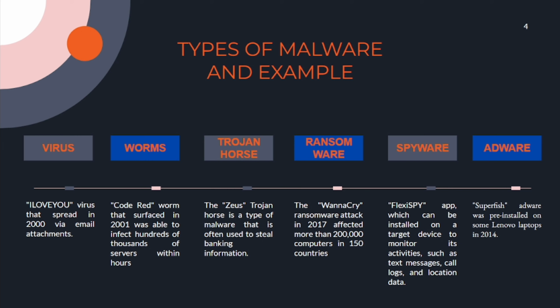The next one we have is ransomware. An example of ransomware is the WannaCry ransomware attack in 2017, which affected more than 2 million computers in 150 countries. The next one we have is spyware. It monitors your online activities or installs programs without your consent to capture your information. The FlexiSpy app can be installed on a target device to monitor its activities such as text messages, call logs, and location data. Next up we have adware. Superfish adware was pre-installed on some Lenovo laptops in 2014.